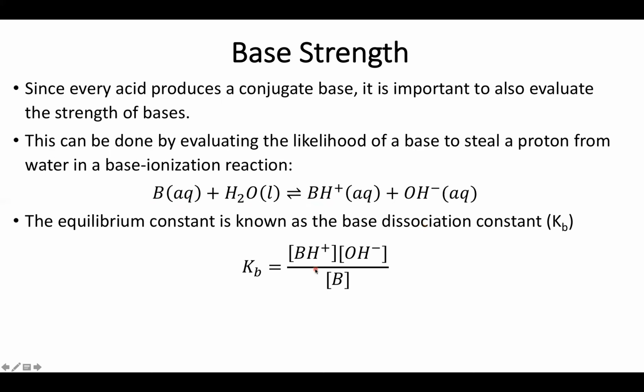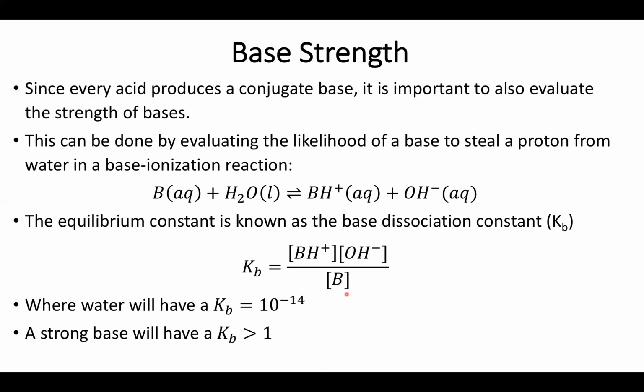And again, it will be related to the concentration of our conjugate acid times the hydroxide over the amount of base present at equilibrium. And again, our weakest base is going to be water, Kb 10 to the negative 14th, same as our Ka, because it's the same reaction. But we also have strong bases. These are going to have Kbs greater than 1, meaning that they're going to generate a lot of hydroxide. Pretty much we're going to assume complete dissociation, and that all of the base we added goes straight into hydroxide.